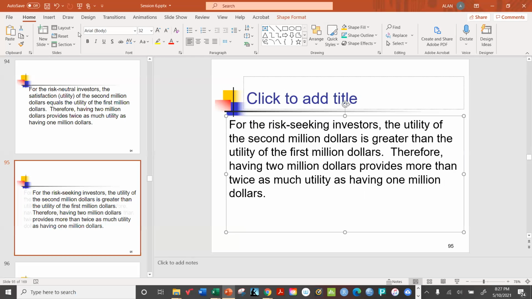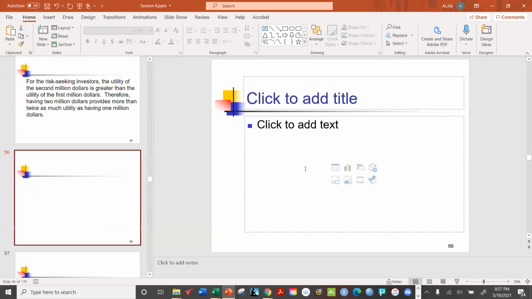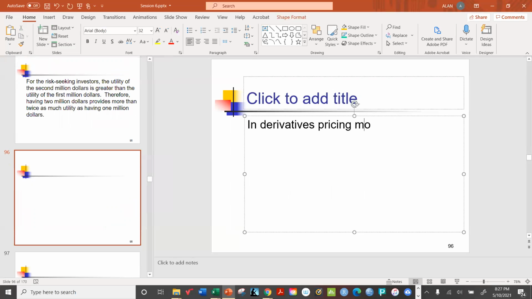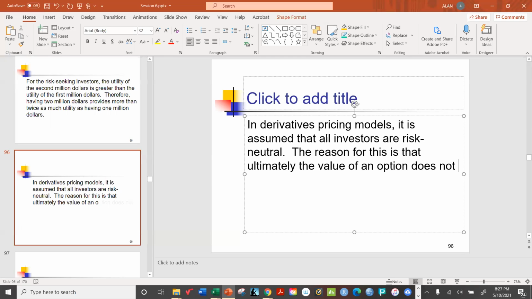Now, in derivatives pricing models, it is assumed that all investors are risk neutral. And you might say to yourself, well, that's ludicrous because that can't possibly be right. And the reason for this is that ultimately, the value of an option does not depend on risk preferences. And we're going to prove that in a minute. You can't say the same thing for stocks, that's for sure. The more people worry about risk, the more that'll definitely have an impact on the stock, or a bond. But not so with options. With options, your risk preference is completely irrelevant to the value of the option.